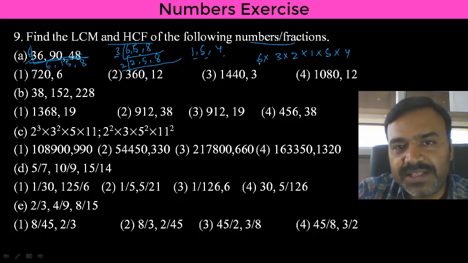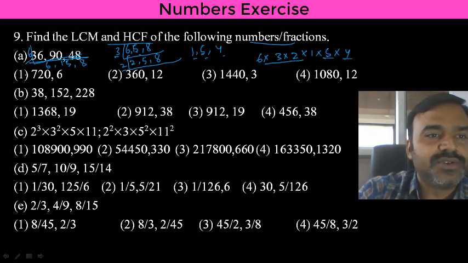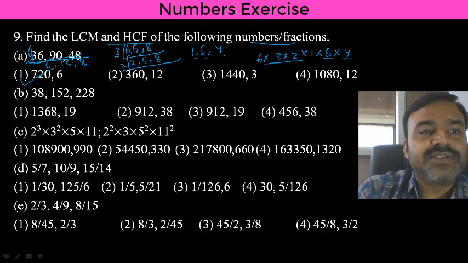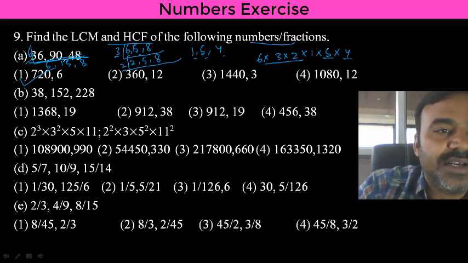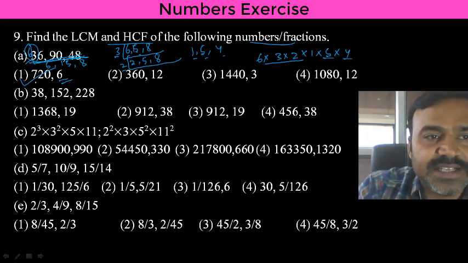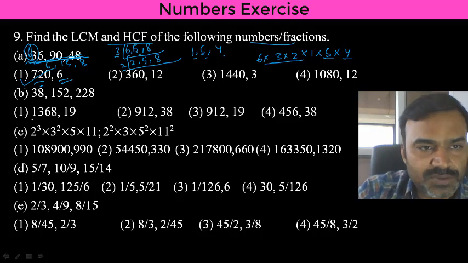So it is 6 into 3 into 2 into 1 into 5 into 4. Right? So LCM would be 6 into 3 into 2, that is 36, into 5, 180, into 4, 720. Oh, there is only one option. What about HCF? HCF is something that is common to all three. That is 6. So HCF is 6, LCM is 720. Alright. Let's look at the next one.